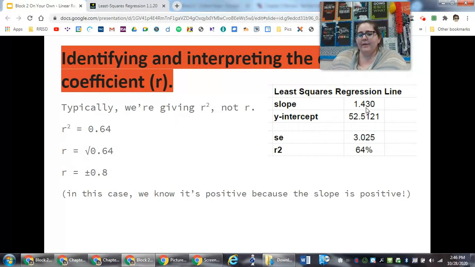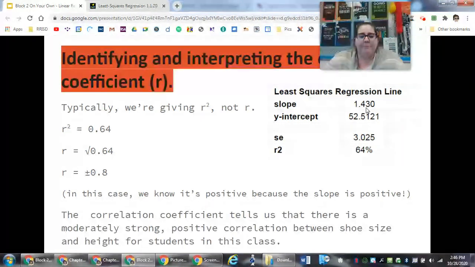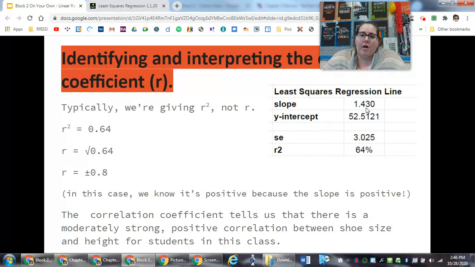Right? So interpreting that is what we talked about last time. The correlation coefficient, R, tells us that there is a moderately strong, so 0.8 is right there on the boundary between moderate and strong, so I can say moderately strong, positive, again because slope is positive, correlation between shoe size and height for students in this class.